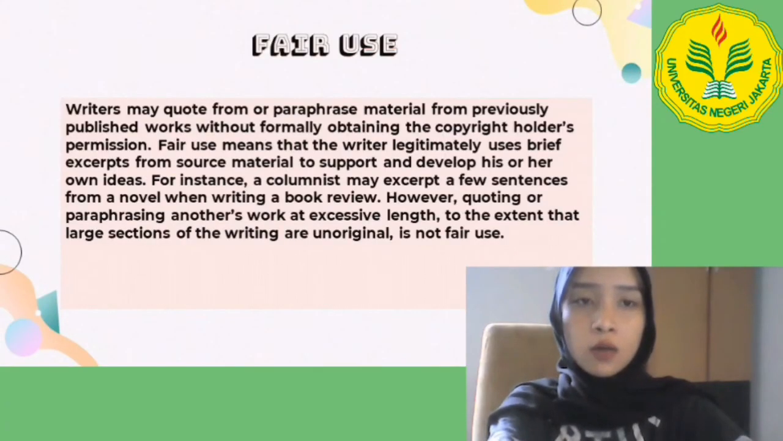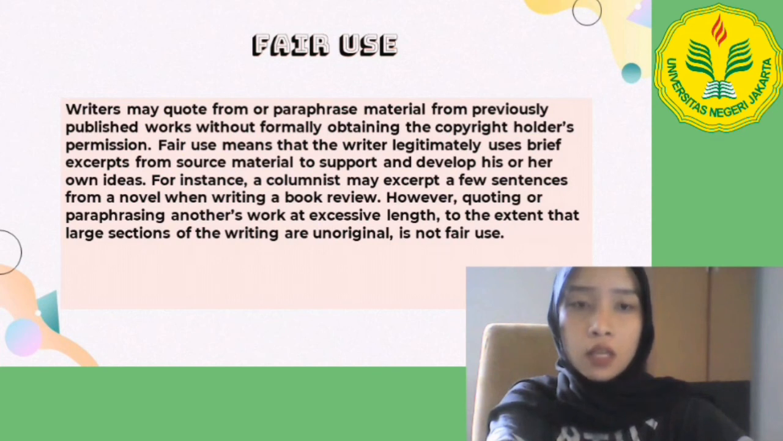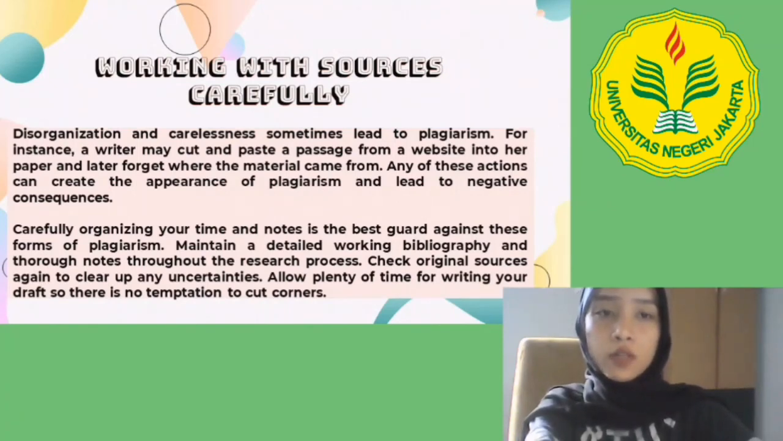The next is fair use. Writers might quote from or paraphrase material from previously published work without formally obtaining the copyright holder's permission. Fair use means that the writer legitimately uses brief excerpts from source material to support and develop his or her own ideas. For instance, a columnist may excerpt a few sentences from a novel when writing a book review. However, quoting or paraphrasing another work at excessive length, to the extent that large sections of the writing are unoriginal, is not fair use. Then, working with sources carefully.